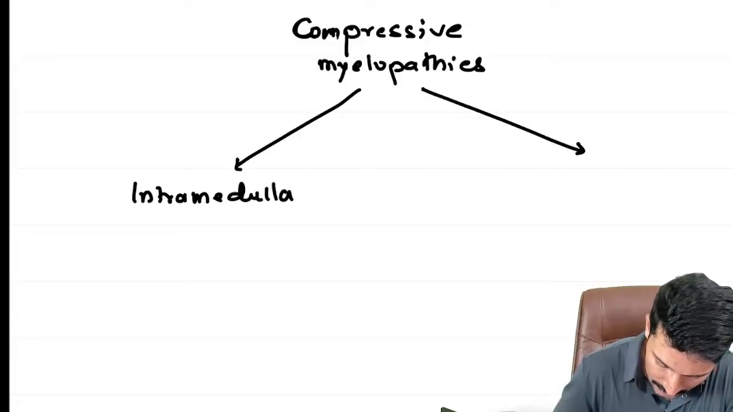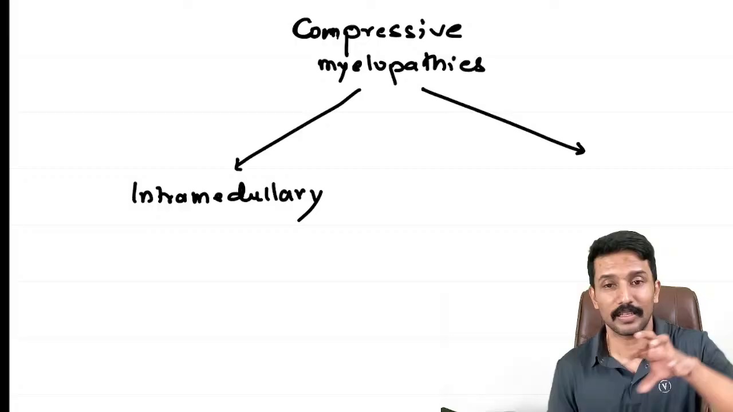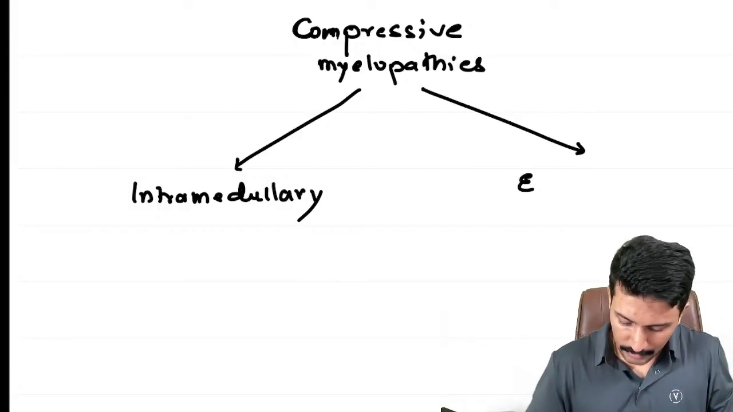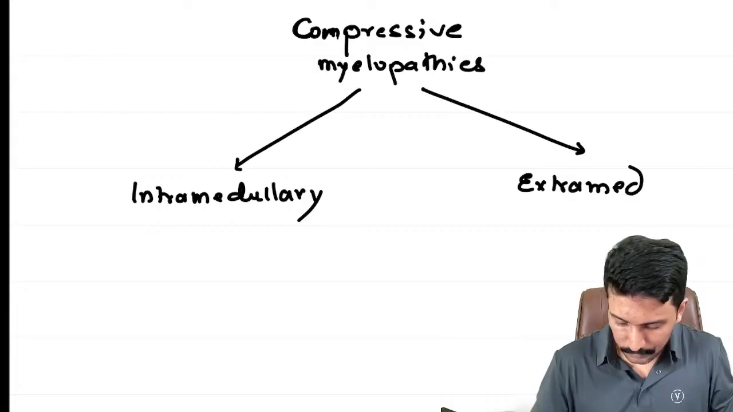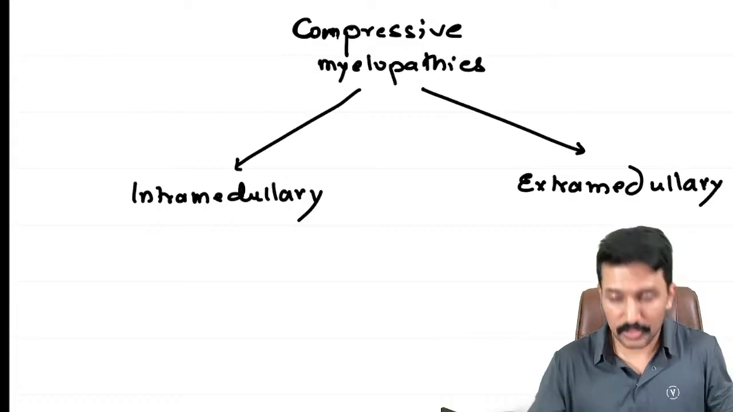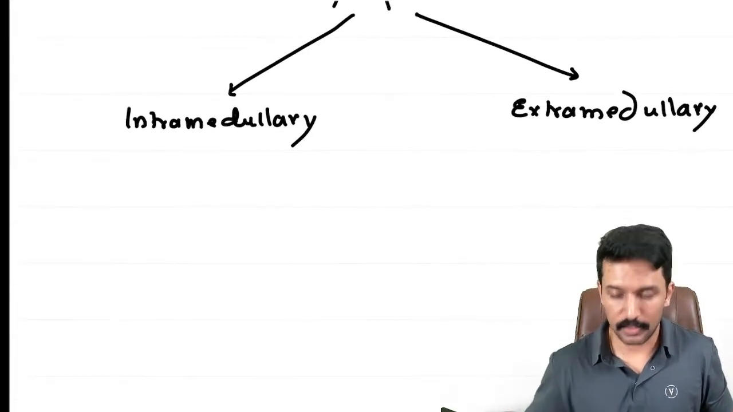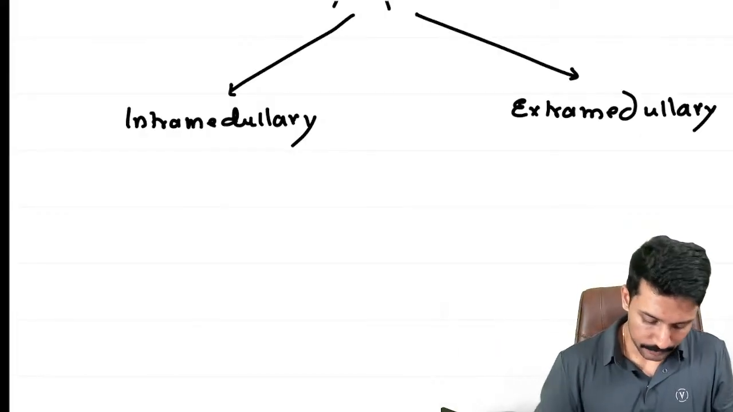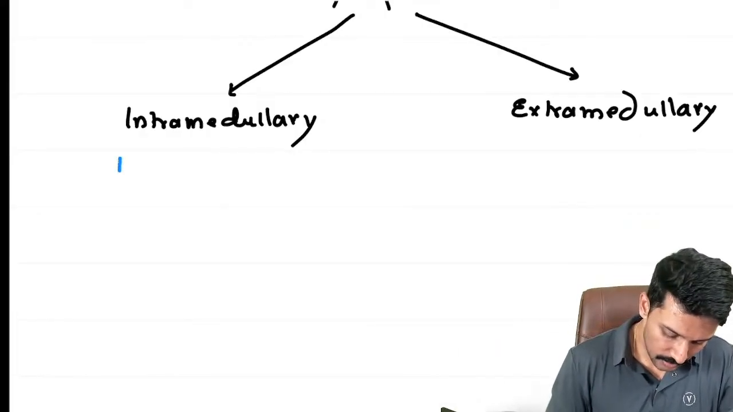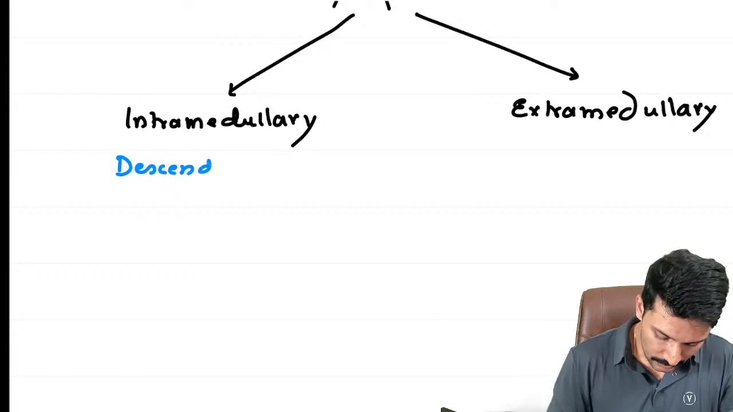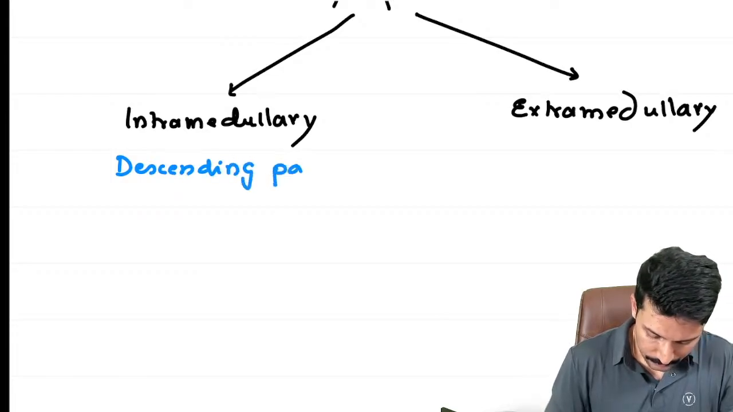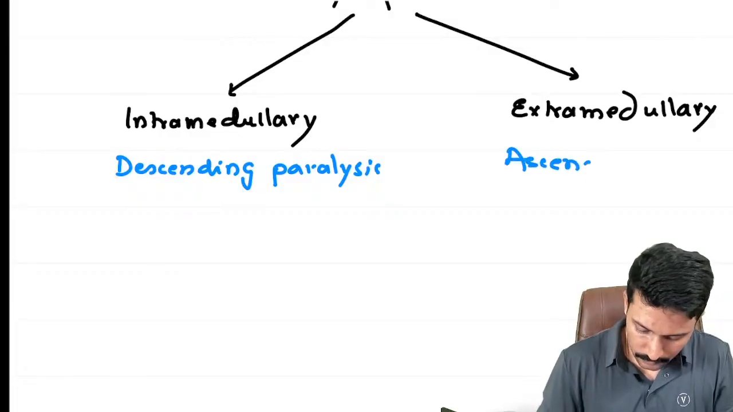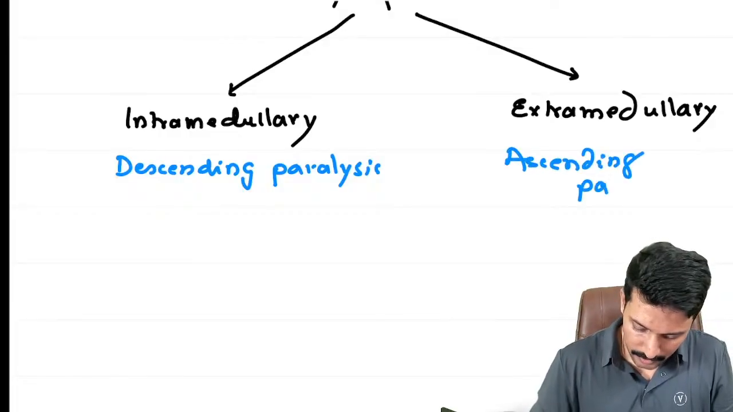If a tumor comes from inside, remember, cervical segments are the most medially positioned, so the tumor first compresses the cervical. And if it comes from outside, sacral neurons are the most outside located, so they get compressed first, so we'll have ascending paralysis. So intramedullary presents with descending paralysis. Extramedullary presents with ascending paralysis.